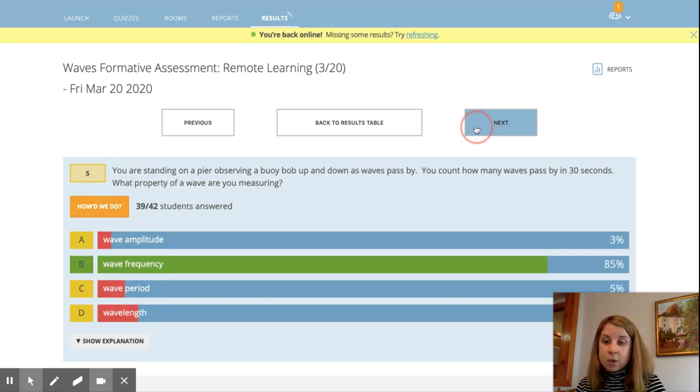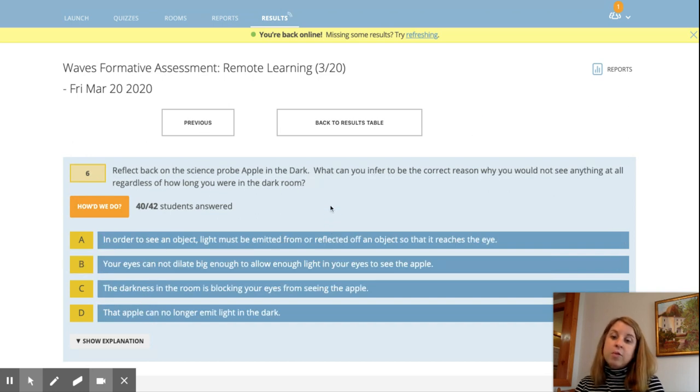And then the last question. Reflect back on your science probe Alpha in the Dark, which you completed for me last Thursday. What can you infer to be correct? Why you could not see anything regardless of how dark the room is? And that is because in order to see color, we need to see light, because color is a reflection of light. So in order to see an object, light must be emitted or reflected off that object so it reaches the eye.